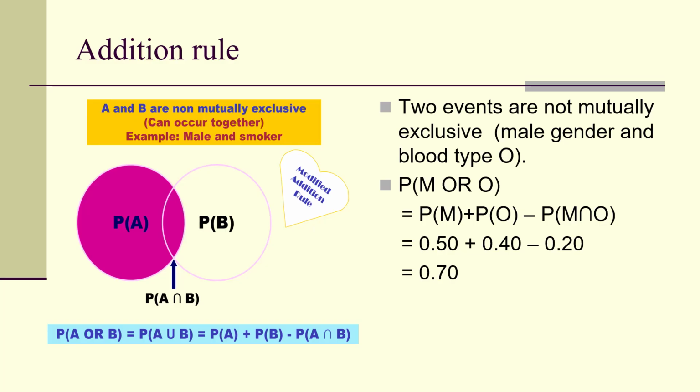Let's calculate the probability of being a male or having blood type O. First of all, you should determine if these two events are mutually exclusive. Can they occur at the same time? Yes. An individual can be a male and have blood type O. Meanwhile, there is an intersection between the two events. Then the probability of being a male or having blood type O is the probability of male plus the probability of blood type O minus the probability that both occur at the same time.